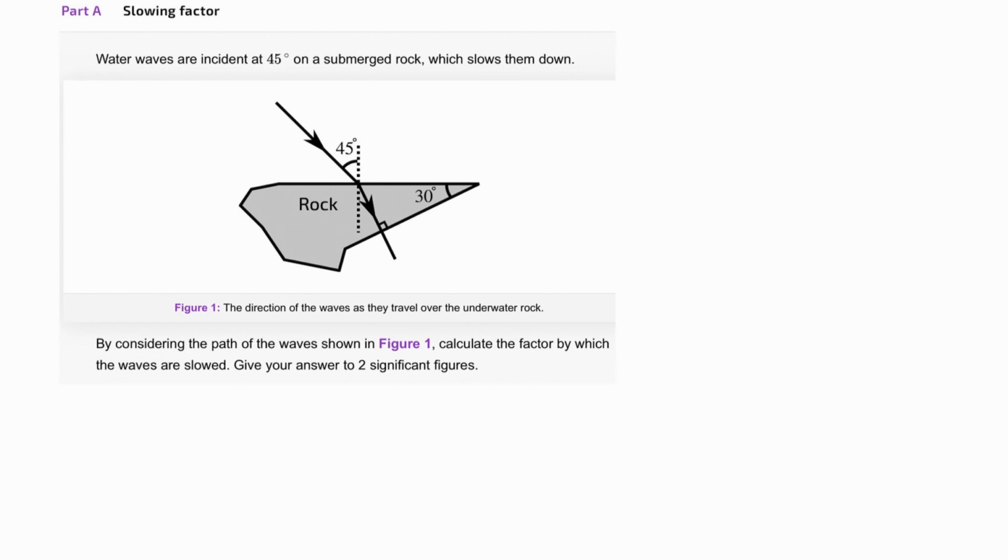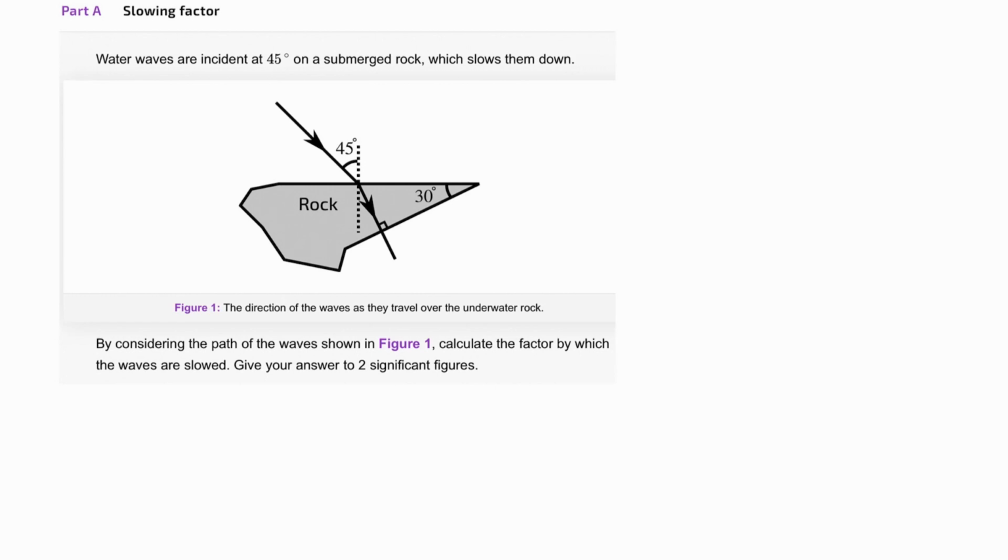So this question says, water waves are incident at 45 degrees on a submerged rock, which slows them down. By considering the path of waves shown in figure 1, calculate the factor by which the waves are slowed down, give your answer to two significant figures.